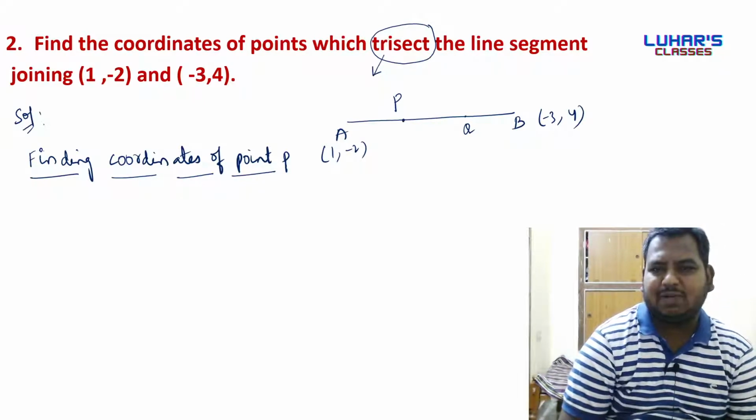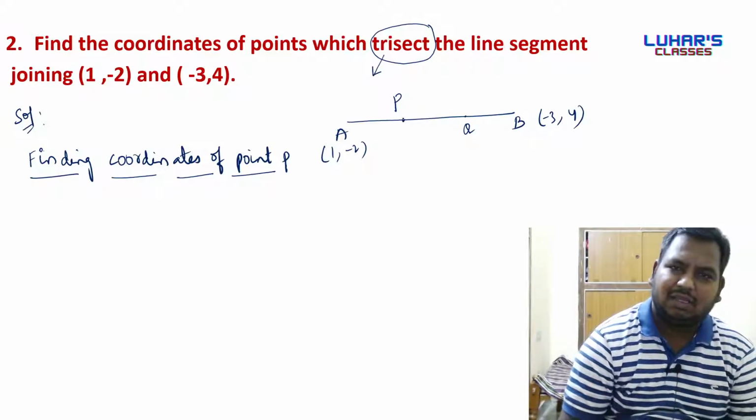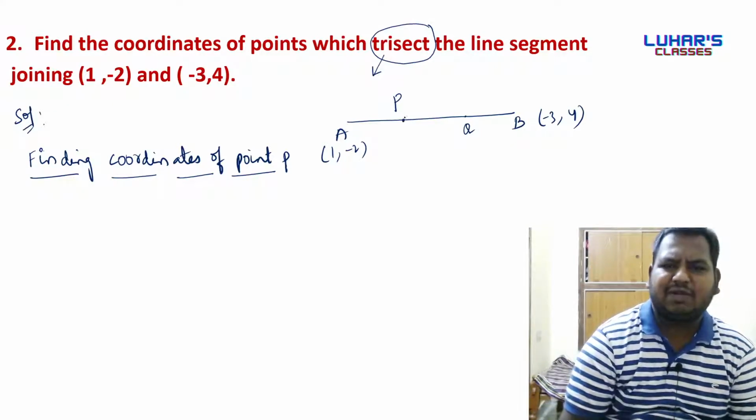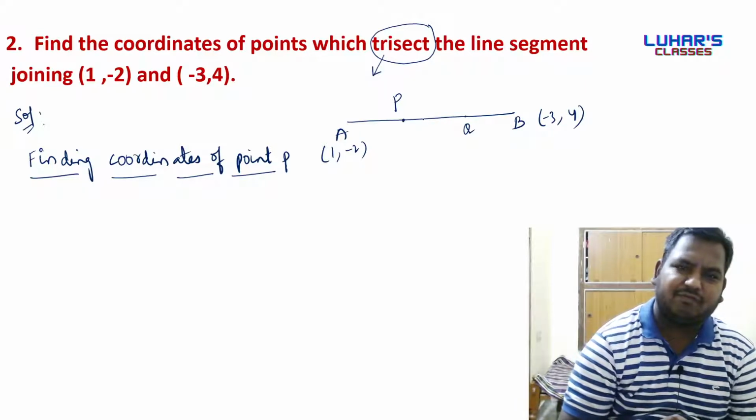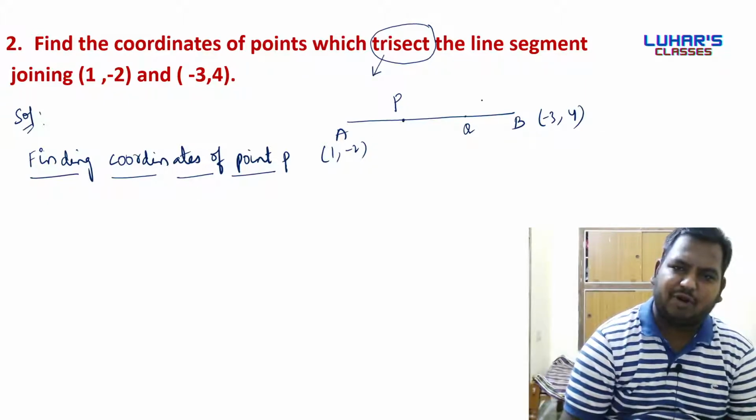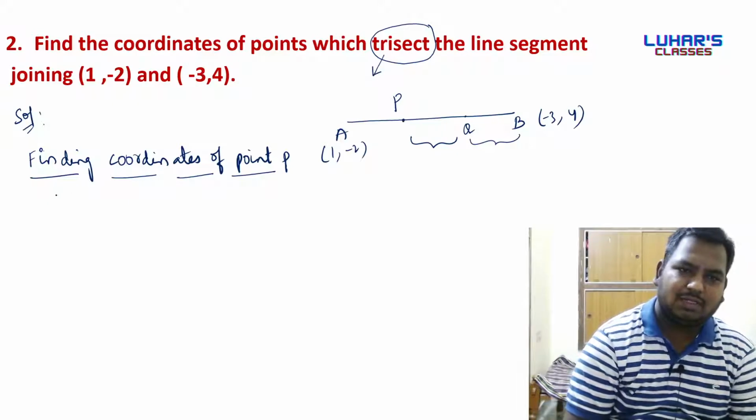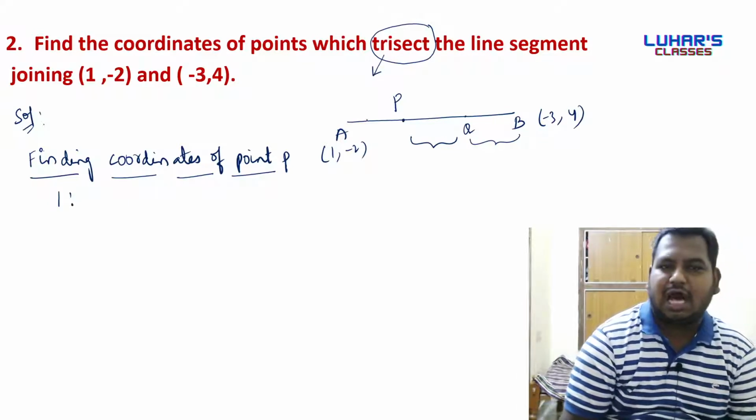Okay, so that can be known if we observe the figure carefully. Before point P, how many parts do we have? We have only one part, AP. After point P, how many parts do we have? We have 2 parts. What are the 2 parts? One part is PQ, other part is QB. So here, before point P, we have one part, so 1:2. After point P, we have 2 parts.